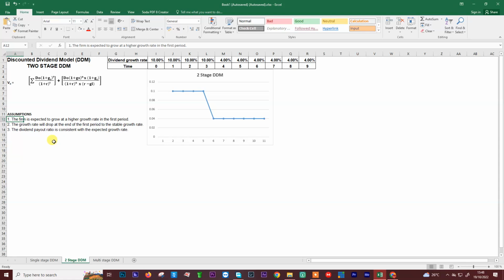The first assumption is that the firm is expected to grow at a higher growth rate in the first period. So you can see the growth rate here is higher compared to the second stage growth rate. Assumption number 2, the growth rate will drop at the end of the first period to a stable growth rate. So this is the first period right here.